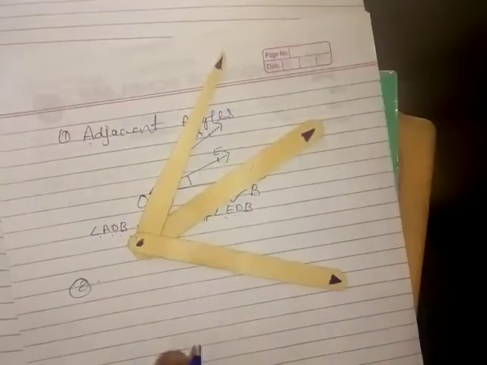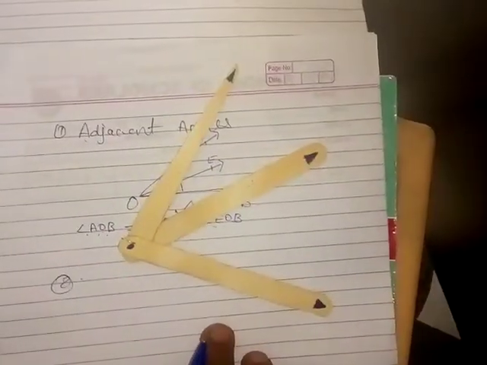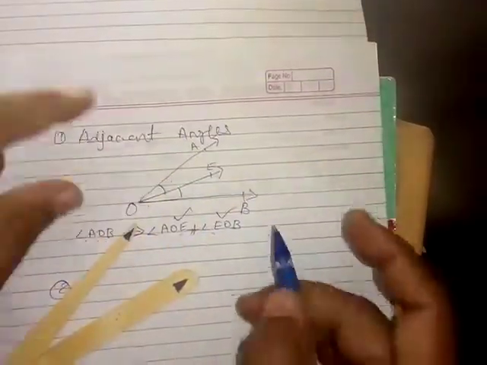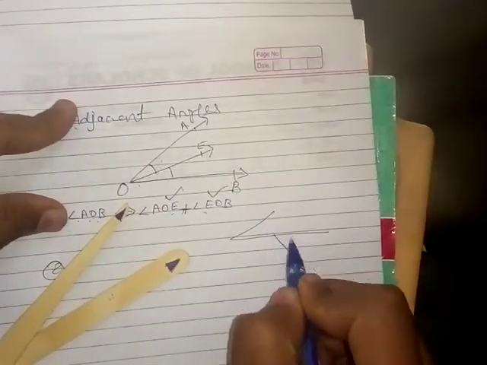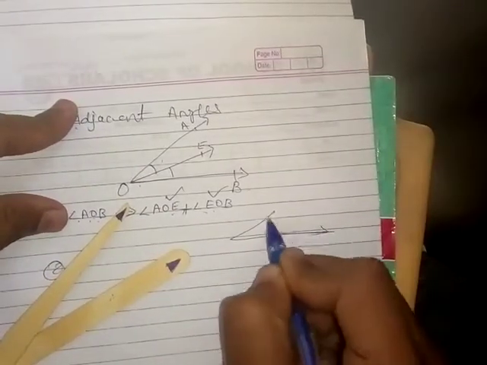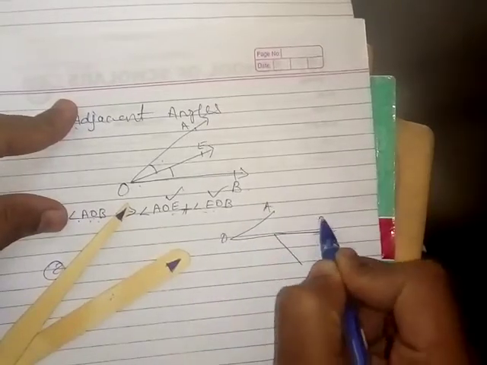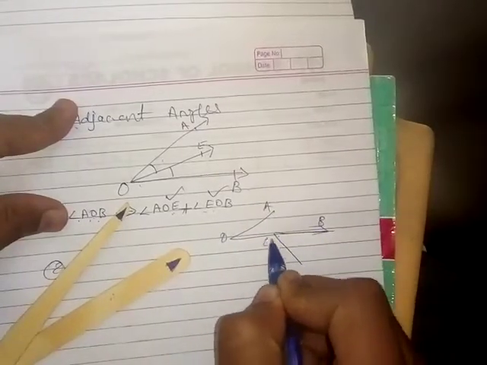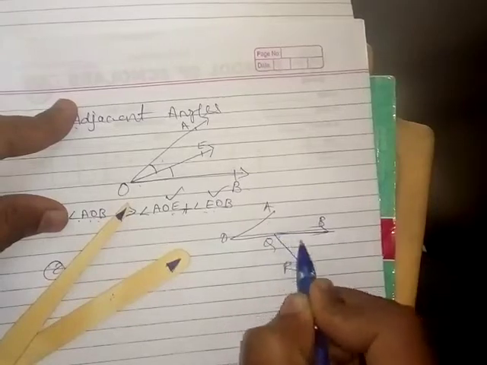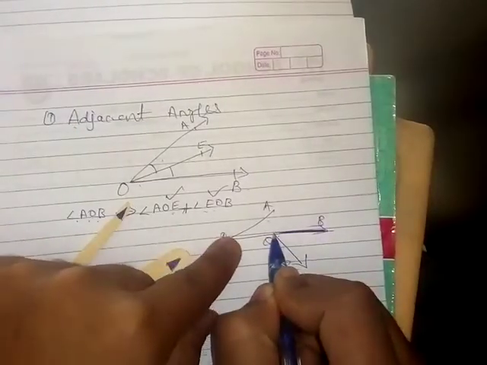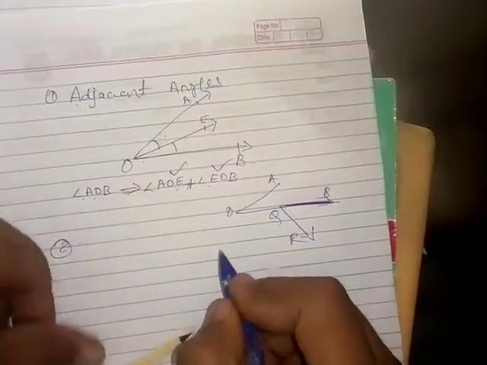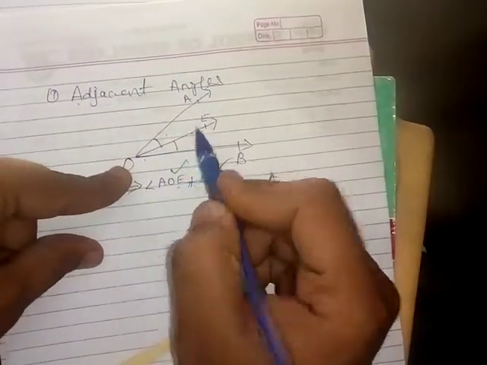If the vertex is different, they are not called adjacent angles. For example, take angle AOB and angle BQR. These are two angles whose arm is common but whose vertex is not common. So in adjacent angles, what is the main thing? The vertex and the arm should both be the same.